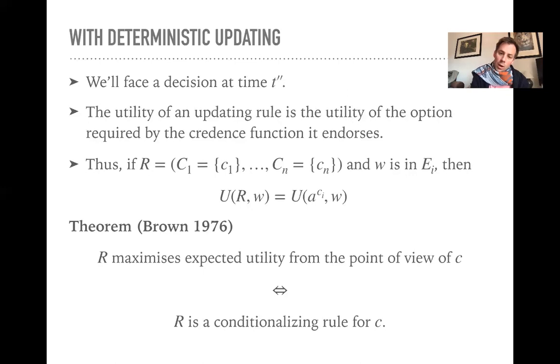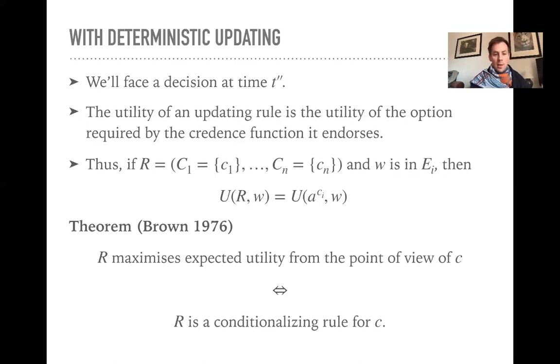So that's the idea, that you're going to evaluate how good an updating rule is by looking at how good the option is. That is, what's the utility of the option that your credence function would choose you to accept, the credence function that the rule recommends or demands that you adopt when you receive the evidence that's true at the particular world where you're evaluating the utility of the updating rule.